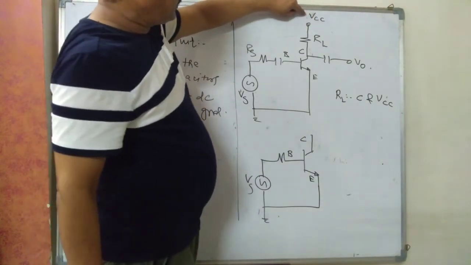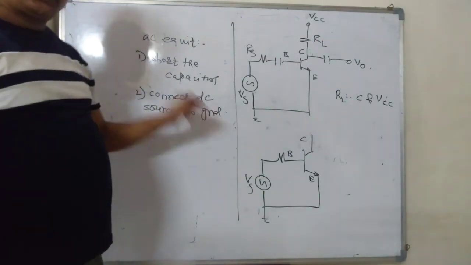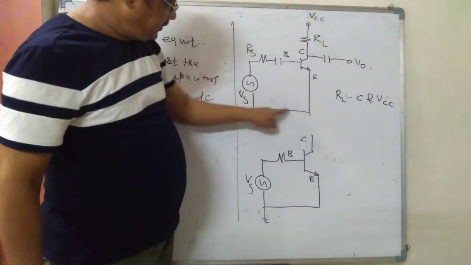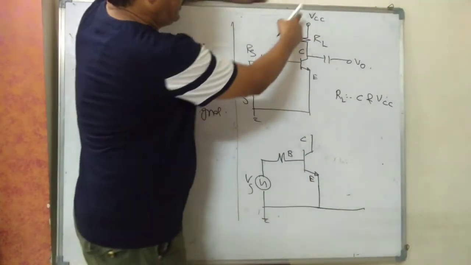VCC is the DC voltage. You have to connect it to ground. Connect the DC sources to ground. VCC को ground के साथ connect करना है. इस लाइन के साथ ये ग्राउंड है. You have to connect VCC.